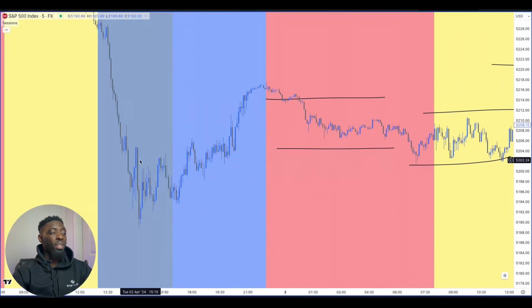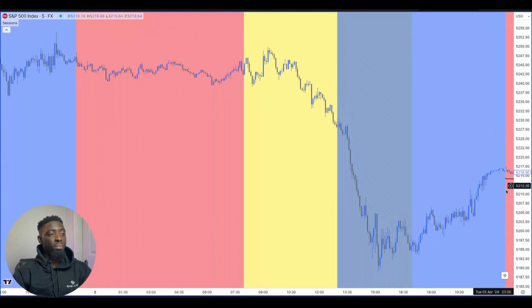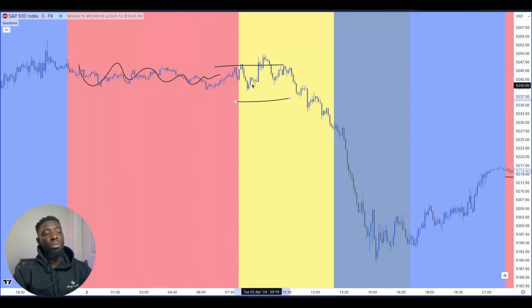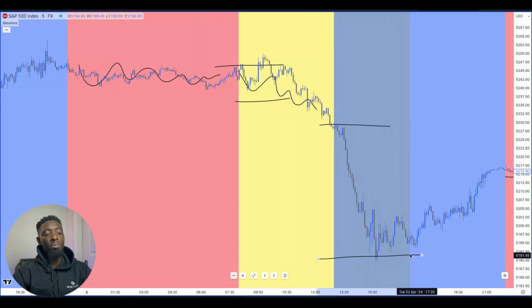And you can backtest this. This is a good one as well. So the Asian session, you have this period of consolidation, early hours of London, consolidation. Now you have the massive move that is coming in during the London-New York overlap. So guys, you can do this on any pair. Go backtest this, pick your pairs and try and practice this.